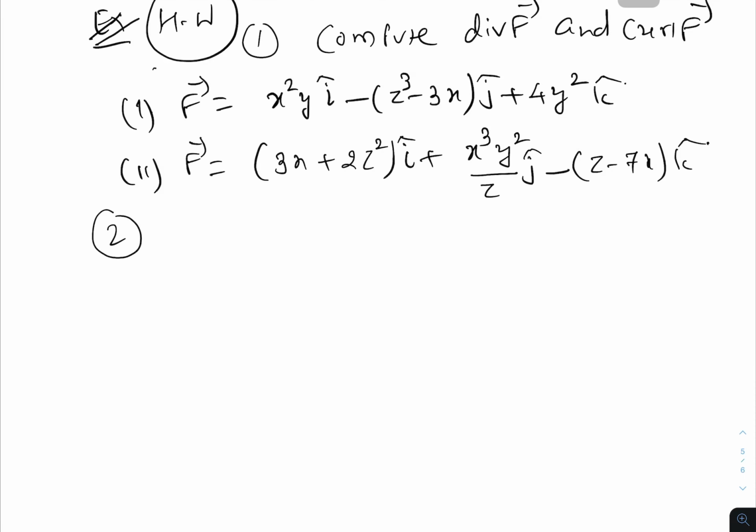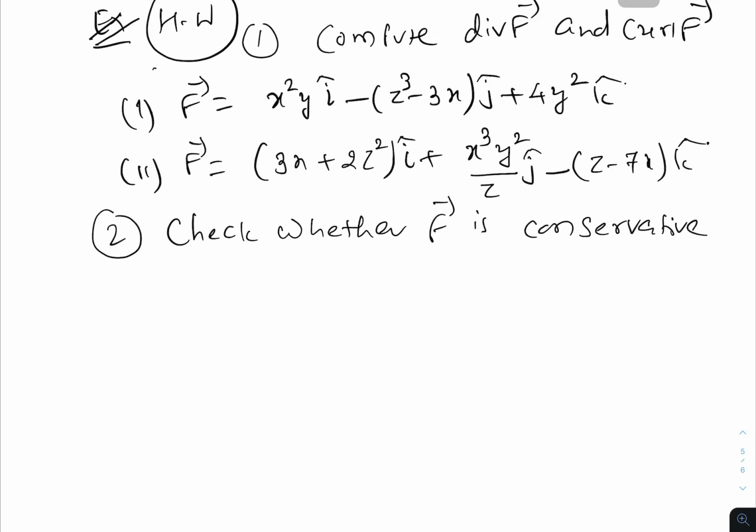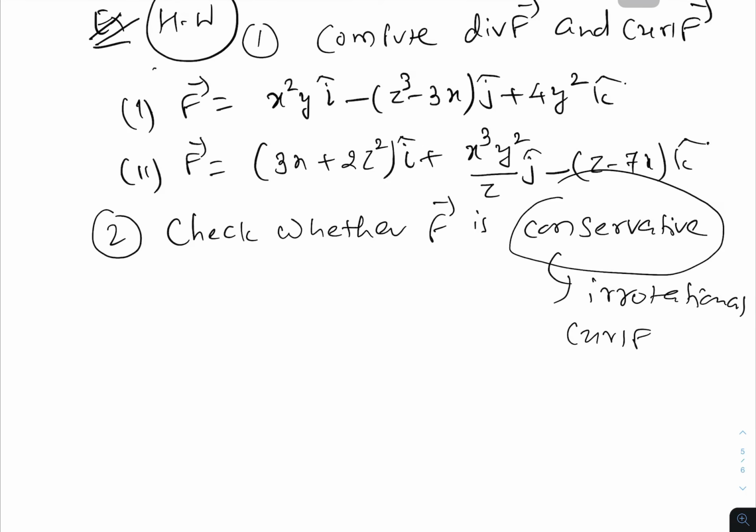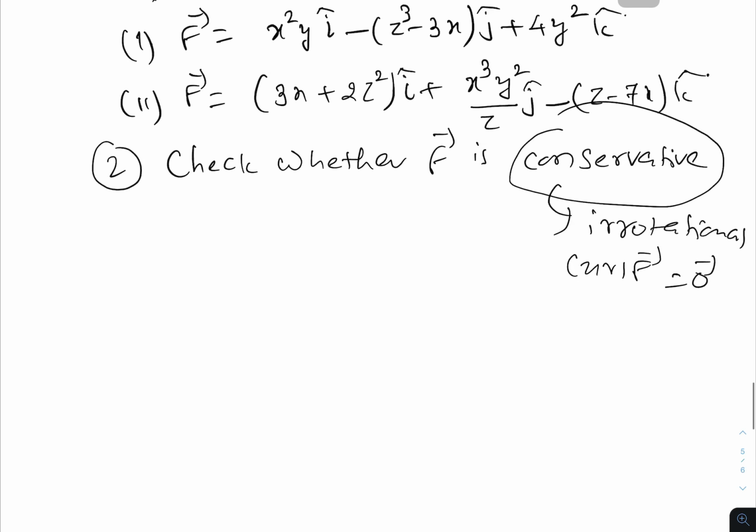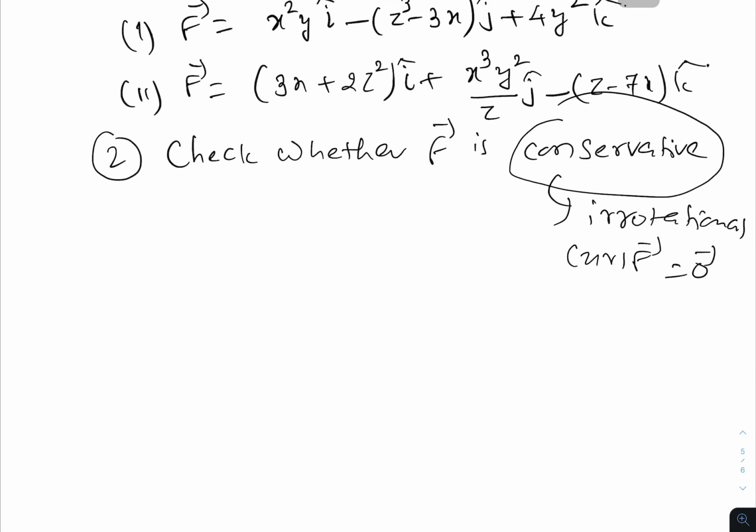Let us take one more. So check whether f is conservative. Now conservative means irrotational, means its curl of f is 0 vector. Then you can say that f is irrotational or conservative. So we need to check whether the given vector is conservative or not. So basically you need to find curl. If it is 0 vector, then it is conservative. If it is not 0 vector, then it is not conservative.